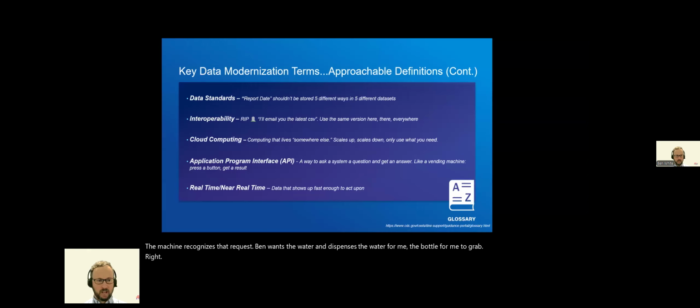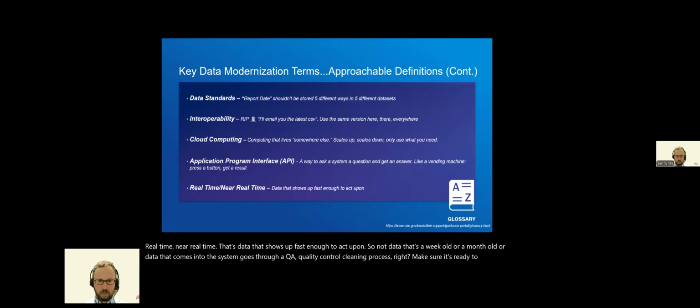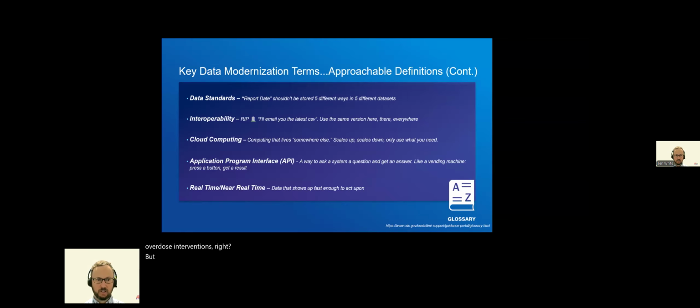Real time, near real time, that's data that shows up fast enough to act upon. So not data that's a week old or a month old, or data that comes into the system, goes through a QA, quality control, cleaning process, right? Make sure it's ready to go and it's seen in real time or near real time. That could be tracks of ambulances, right? That could be boots on the ground doing overdose interventions, right? But that data is near real time.